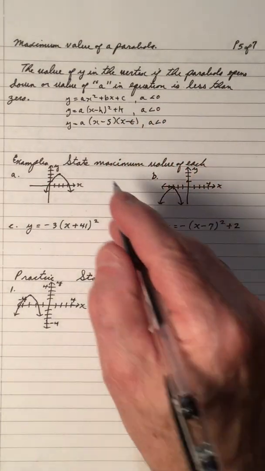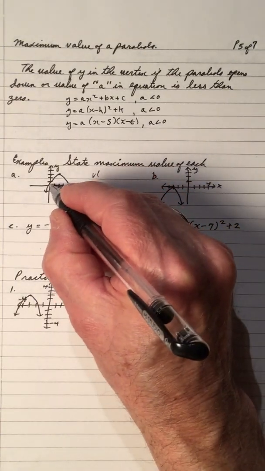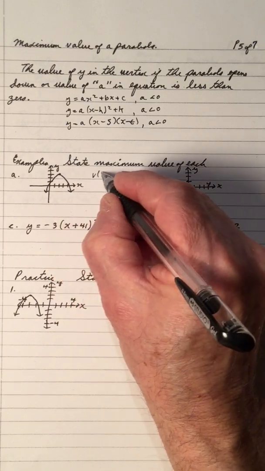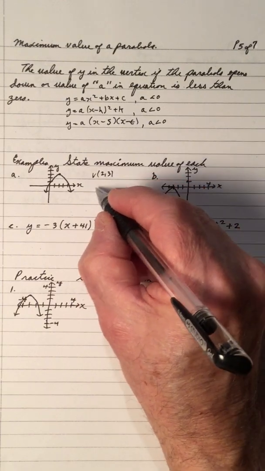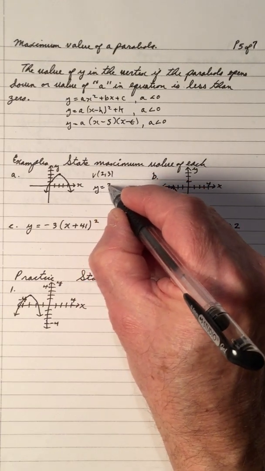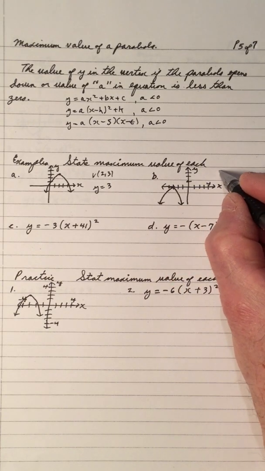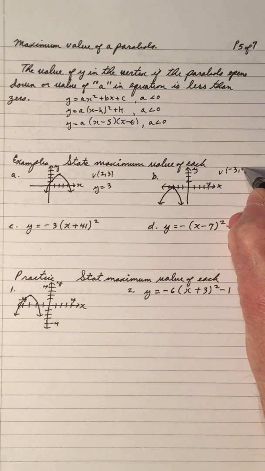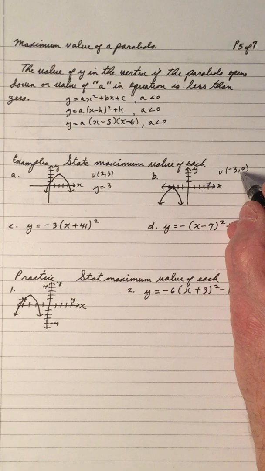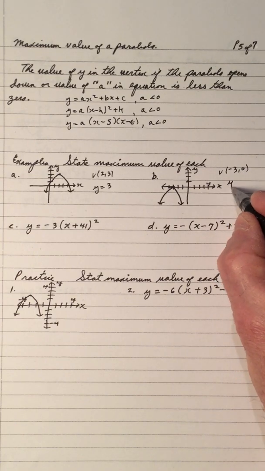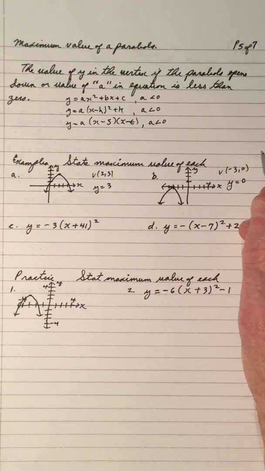Let's do some examples. State the maximum value of each. Well, the vertex on this parabola is (2, 3). So it's going down, so the vertex is a maximum, so the maximum value is y equals 3. The vertex on this one, x is negative 3 and y is 0. The parabola is opening down, so that's the maximum point. Vertex is the maximum point of (-3, 0). So the maximum value of y is 0, the highest value.